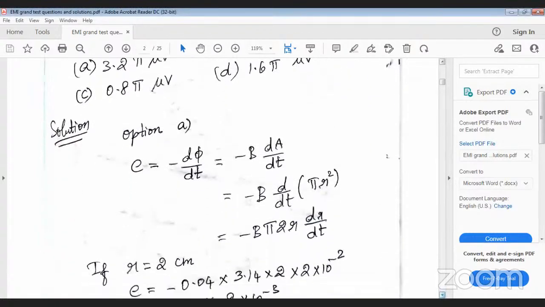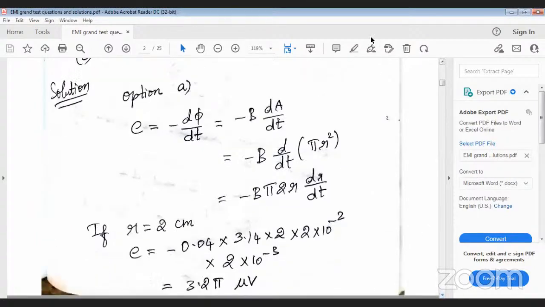For that, once again, you need to apply the formula E equal to minus d phi by dt. Here also the magnetic field is constant, so I am taking it outside. dA by dt means change in area with respect to time. For a circular loop, the area is given by pi r square. Pi is a constant, so you can take pi outside, and r squared is the only variable because the radius is shrinking at some rate.